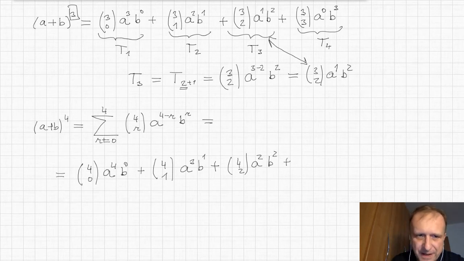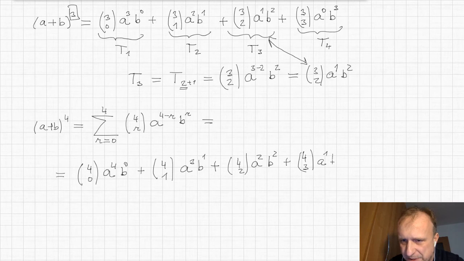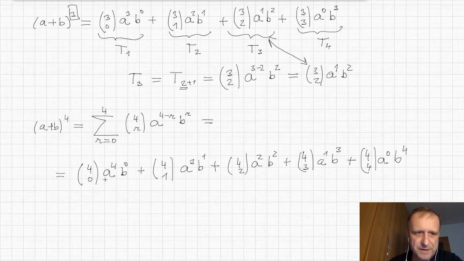Okay, plus, let me take r equal to 3. So it's going to be 4 choose 3, times a to the power of 4 minus 3, which is 1, times b to the power of 3, because r is 3 in this term, plus, and finally we can have r equal to 4, which is the stopping value. We have to stop there. So it will be 4 choose 4, times a to the power of 4 minus 4, which is 0, times b to the power of 4. And this is the correct binomial expansion of a plus b to the power of 4.